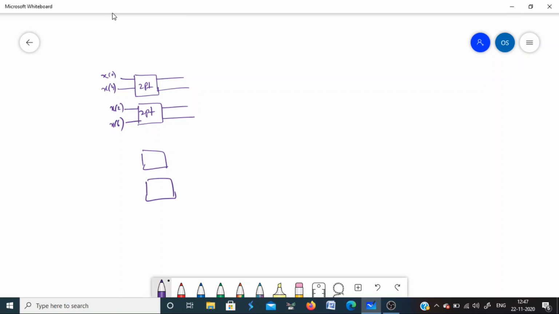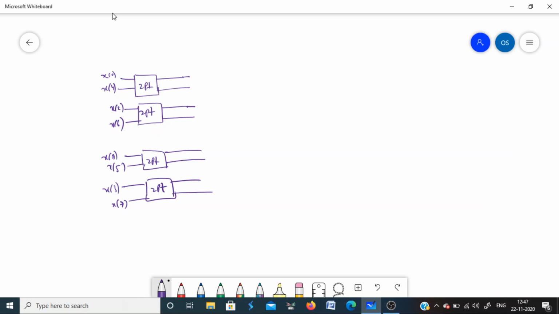Similarly, we have another 2-point DFTs. The input for this is x1 and x5, then x3 and x7. Okay, so you compute its 2-point DFT. How you compute a 2-point DFT is a different concern. We will come to that. But you have to combine these 2-point DFTs to get a 4-point DFT.